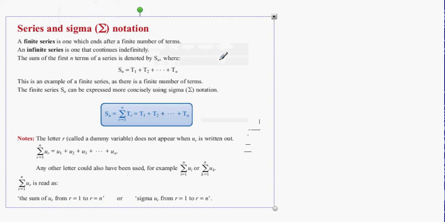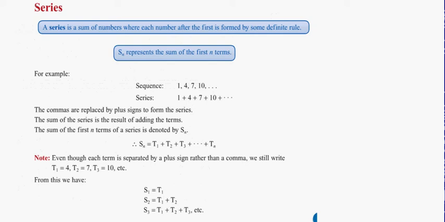Okay guys, so this is what's called series and sigma notation. Actually, sorry, before that, a series. A series is a sum of numbers. Now, sum means adding them all together, where each number after the first is formed by some definite rule. Sn represents the sum of the first n terms.